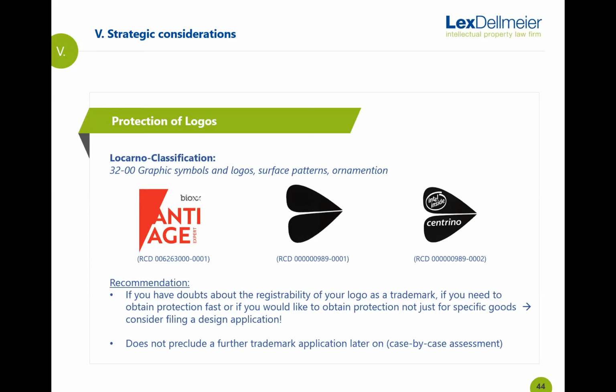Now, as stated before, the prerequisites are different. And also, for example, the protection length is different.